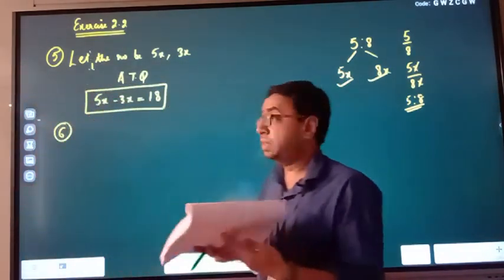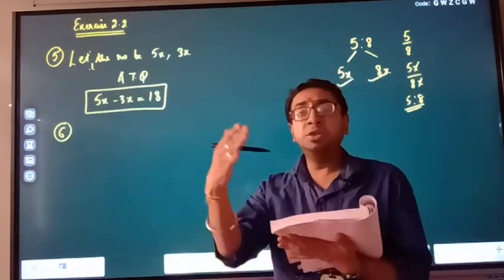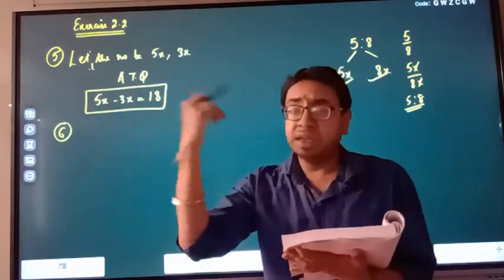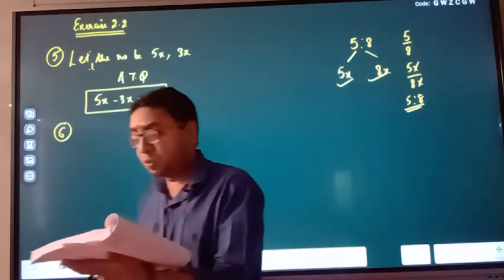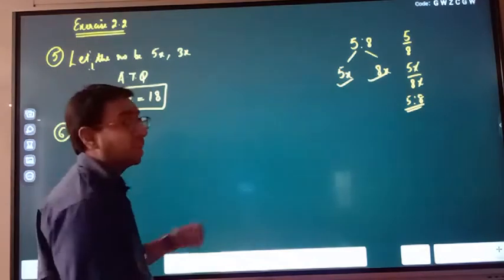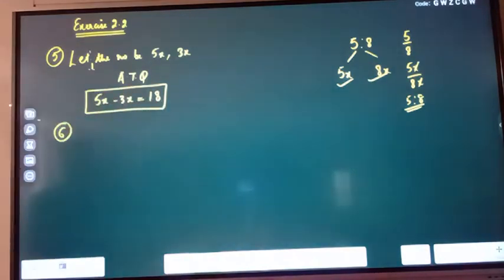3 consecutive. What is the pronunciation? Consecutive. Consecutive means one after another. For example, 1, 2, 3 consecutive numbers, 2, 3, 4 consecutive numbers, 3, 4, 5 consecutive numbers, 4, 5, 6 consecutive numbers. 3 consecutive integers add up to 51. What are these integers? So we have 3 consecutive integers. If they add up, they'll give 51.